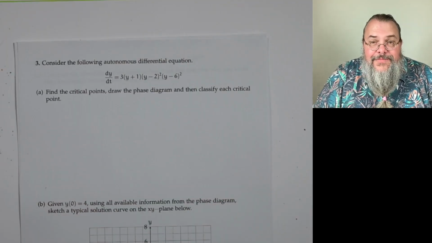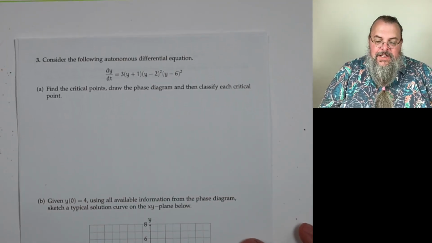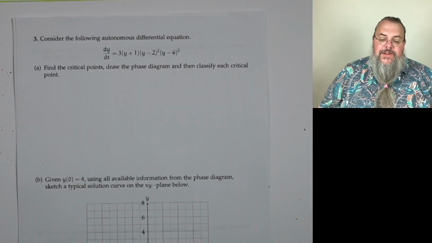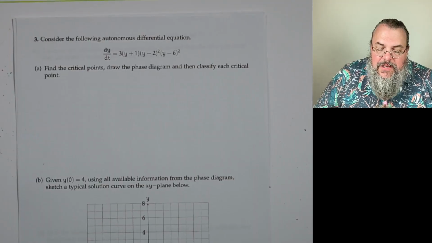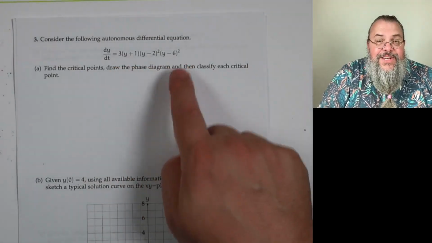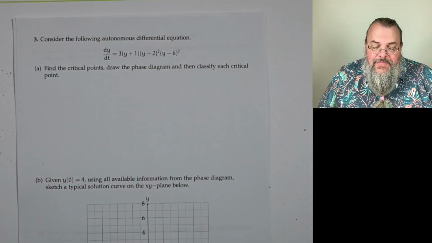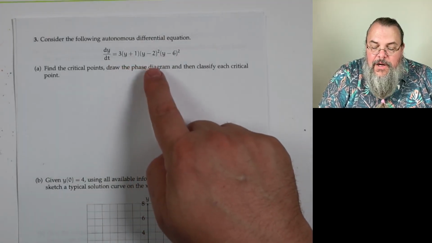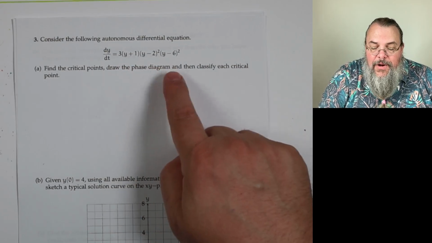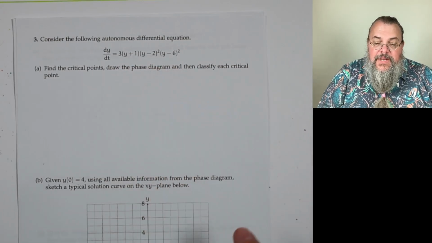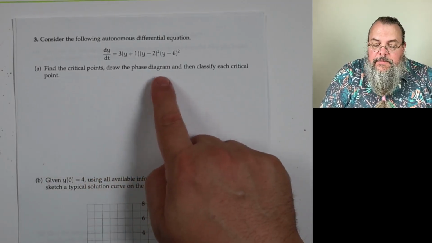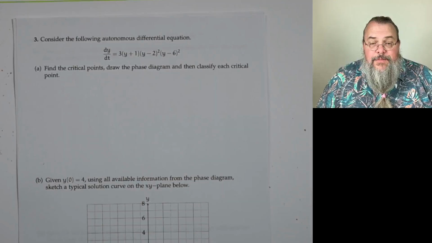All right. Number 3. Consider the following autonomous differential equation. Autonomous. Well, what does that mean? There's no t's. It's only y's. And so we say, okay, so our dy/dt = 3(y + 1)(y - 2)^2(y - 6)^2. And it says find the critical points, draw the phase diagram, and then classify each critical point.